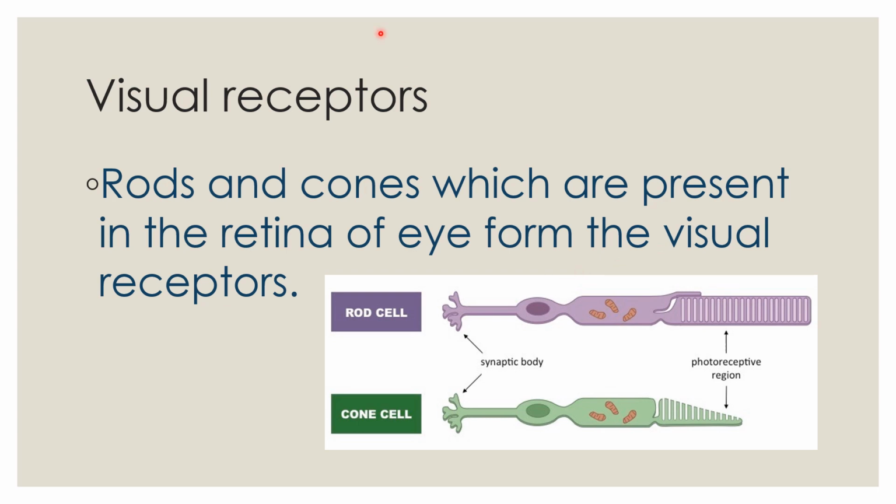Now when we look into the receptors present in the retina, we'll start with the first point, or the beginning point, which is the retina. Inside the retina there are two types of cells present, the rods and the cones. These two are the cells present in the retina from where our actual pathway begins.